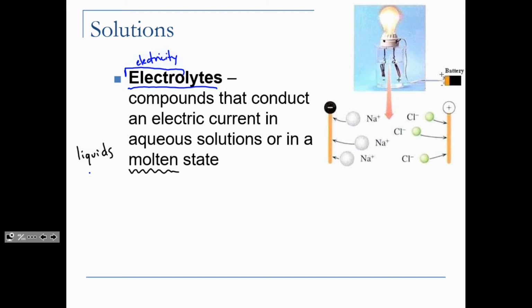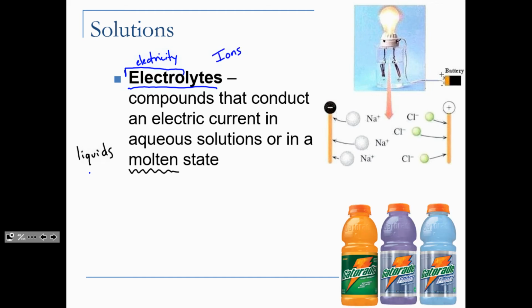To do this, you need ions. There have to be some sort of ion present. So when we hear electrolyte, a lot of times we think of Gatorade. These would include all ionic compounds. So the reason Gatorade is an electrolyte is because of how much salt is within the solution.